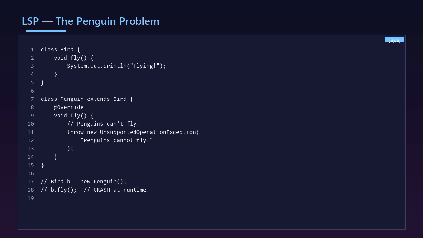Penguin extends bird, but overrides fly to throw an exception. Now, if any code receives a bird reference and calls fly, it works fine for sparrow, eagle, parrot. But the moment you pass a penguin, runtime crash. The caller didn't expect an exception. The contract was broken. This is exactly what Liskov substitution warns against.